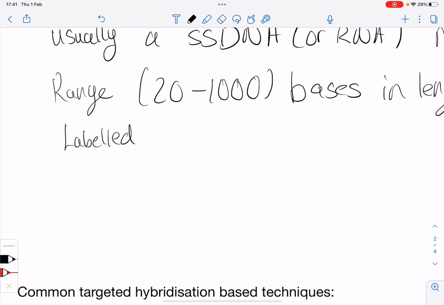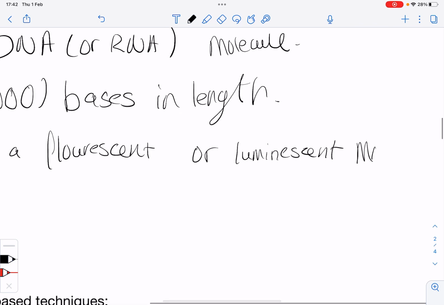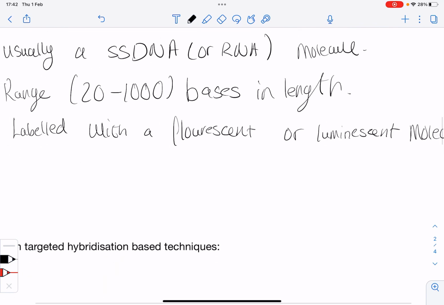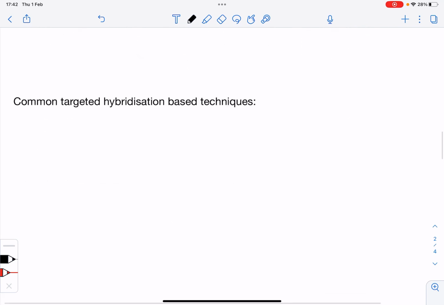Labeled with a fluorescent or luminescent molecule. Right. And in some techniques, thousands or millions of probes are used simultaneously. And carry on going further. So common targeted hybridization based techniques.